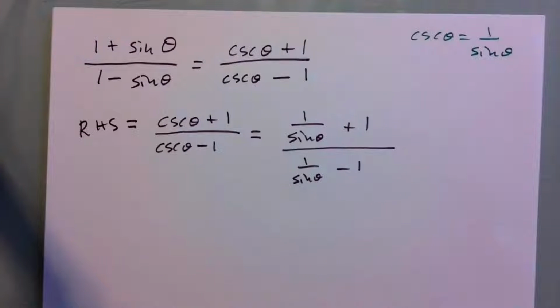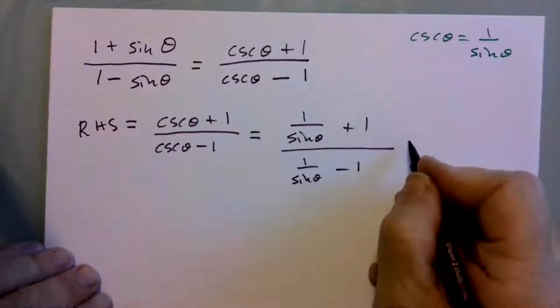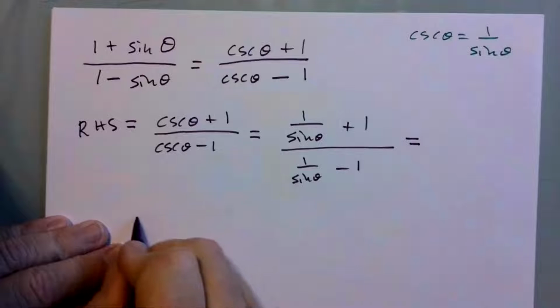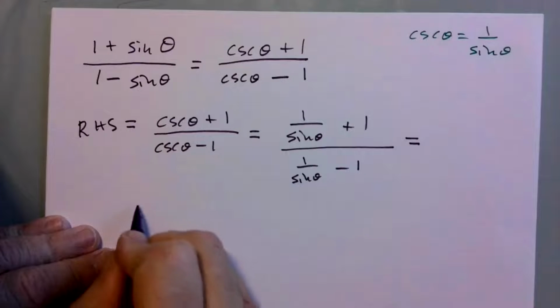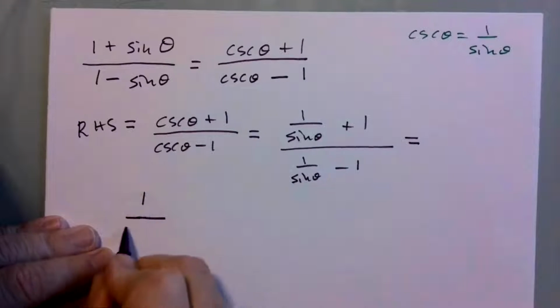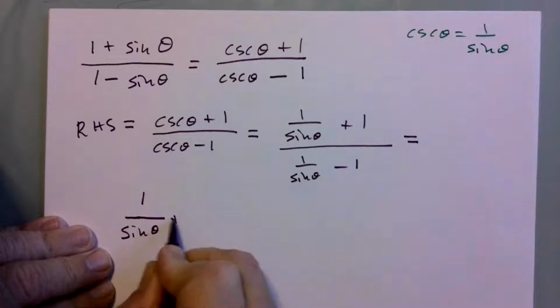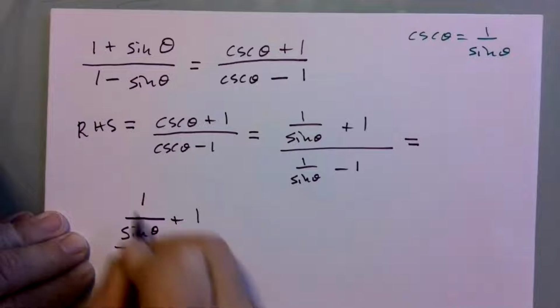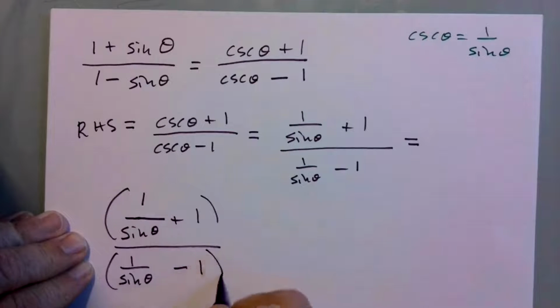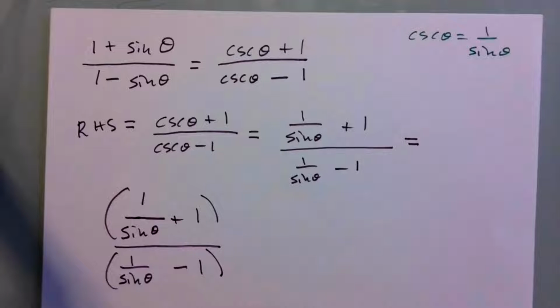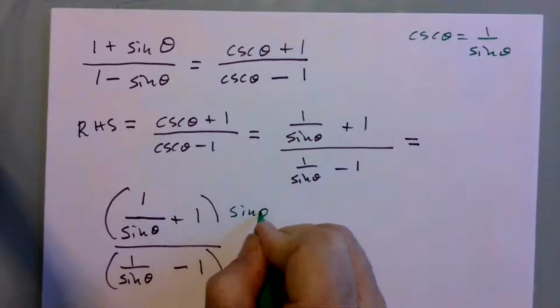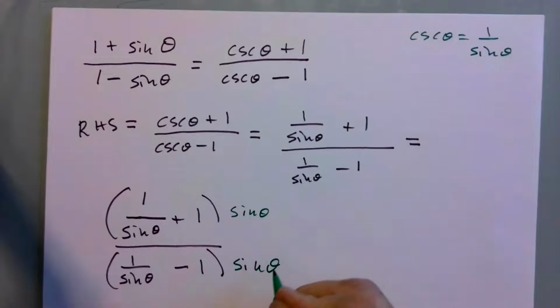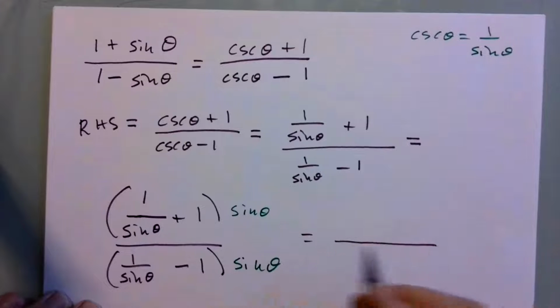Well, what do I want to do now? I want to multiply top and bottom by sine theta. Let me show you what I mean. So this is going to equal 1 over sine theta plus 1 over 1 over sine theta minus 1. And I'm going to multiply the top by sine theta to clear the denominator. I'm going to multiply the bottom by sine theta to clear the denominator. Algebra here is a little challenging, but let's see if we can make sense out of this.